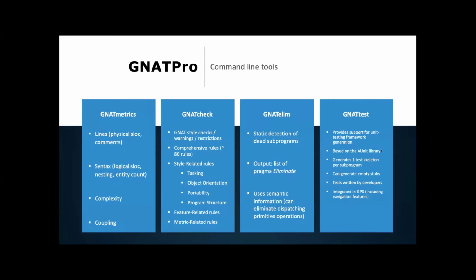So this will generate what's called a pragma rule file that specifies where in your source code there are dead pieces of code. You can then pass that to the compiler, and the compiler will strip those from the final executable.